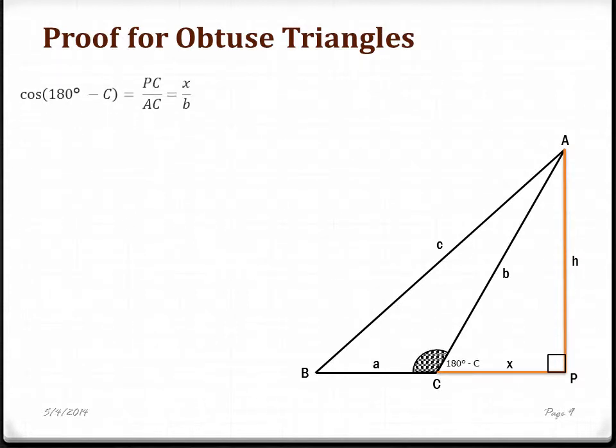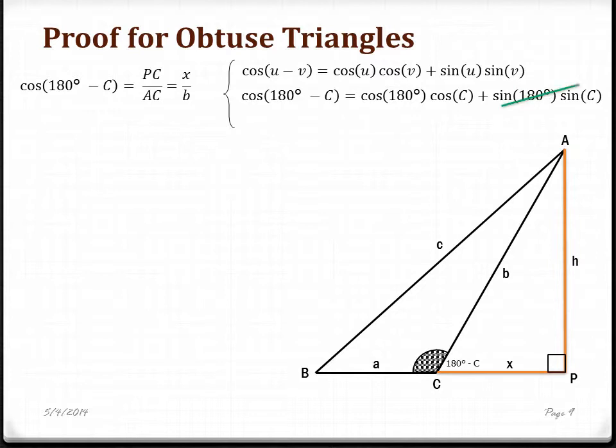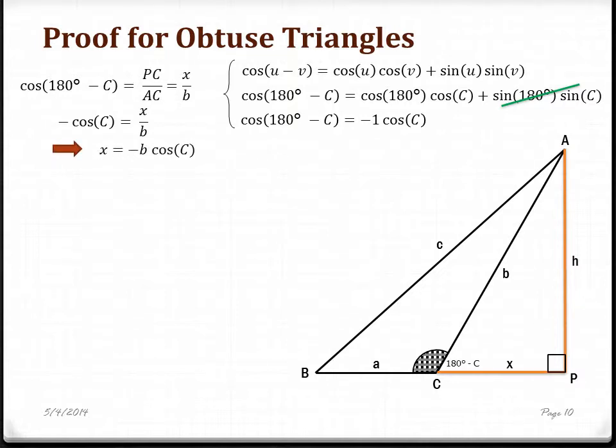So cosine of 180 degrees minus C equals PC over AC, which equals x over b. Now recall the trig identity, cosine of u minus v equals cosine of u times cosine of v plus sine of u times sine of v. So in our case, cosine of 180 degrees minus c equals cosine of 180 degrees times cosine of c plus sine of 180 degrees times sine of c. Since cosine of 180 degrees is -1 and sine of 180 degrees is 0, we have that cosine of 180 degrees minus c equals -1 times cosine of c. Thus, negative cosine of c equals x over b. So x equals -b cosine of c.